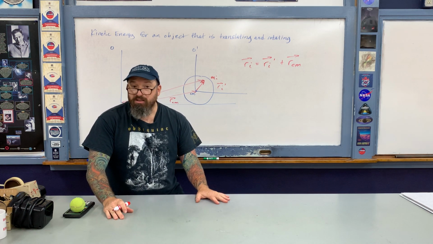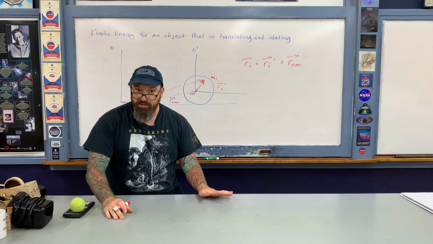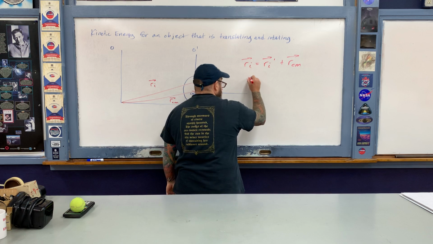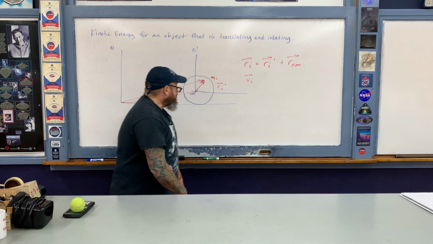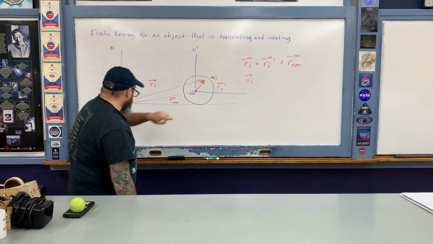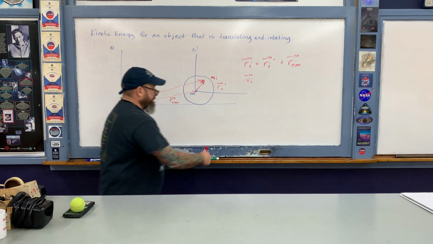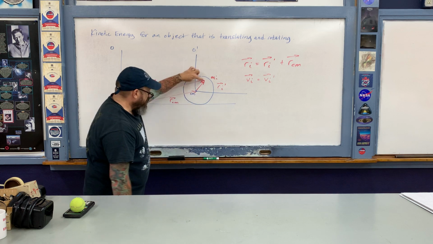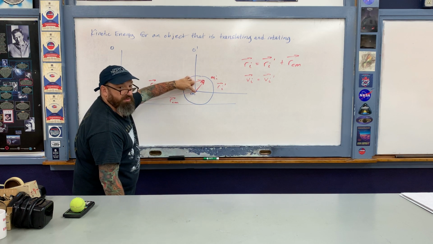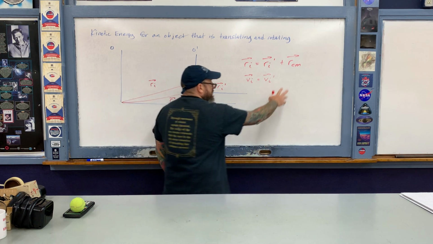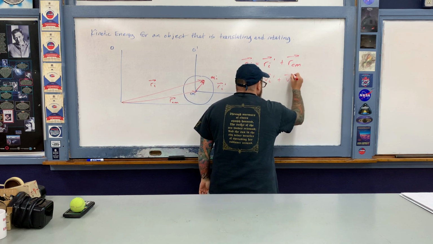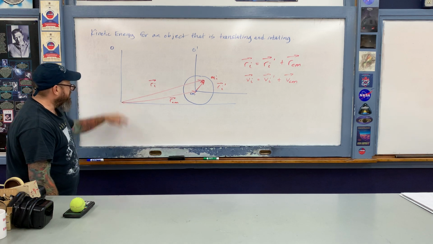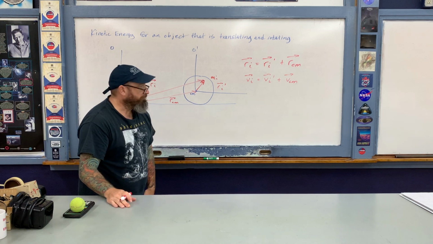Let's take a derivative with respect to time to get the velocity transform. If we differentiate this position vector, we get a velocity vector like so. V sub i is the velocity of this point with respect to the stationary reference frame. This equals V sub i prime, the velocity of this point with respect to the moving reference frame, with respect to the center of mass. Differentiate this with respect to time and you get a V CM. That's the velocity of the center of mass relative to the stationary reference frame O.